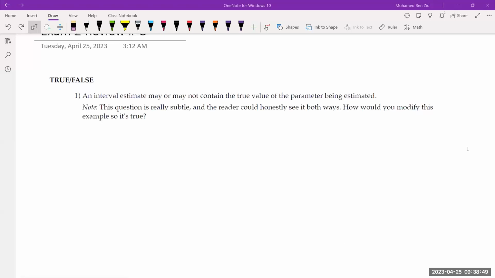All right, so the first question is asking you, an interval estimate may or may not contain the true value of the parameter being estimated. So what do they mean by this?